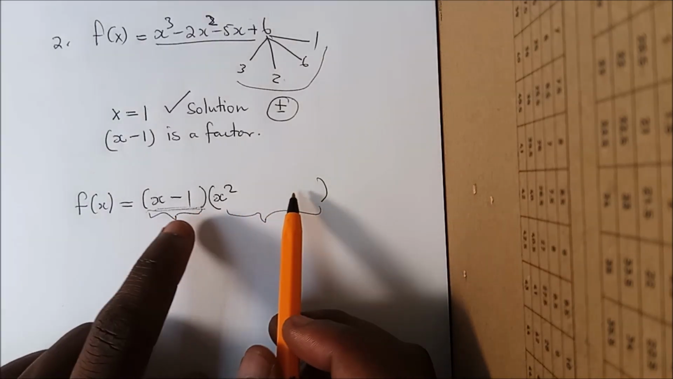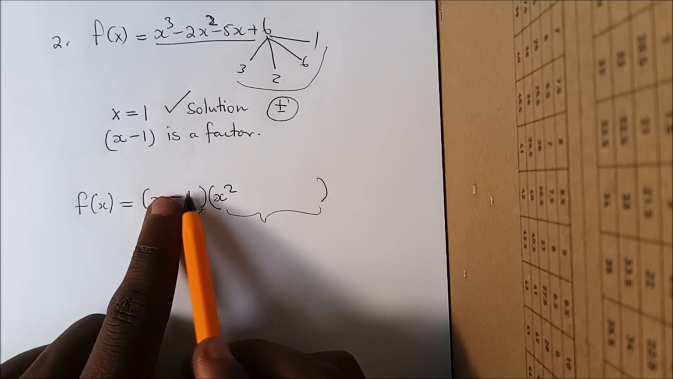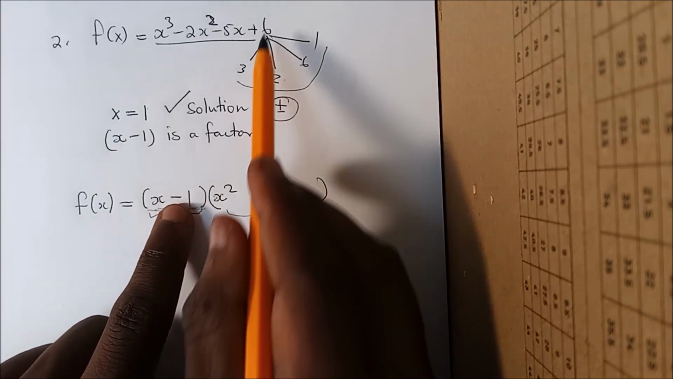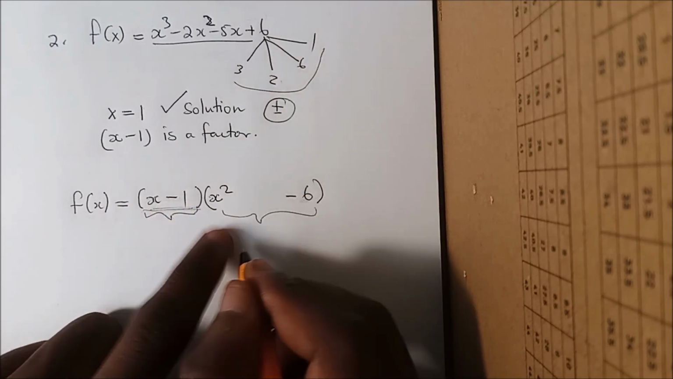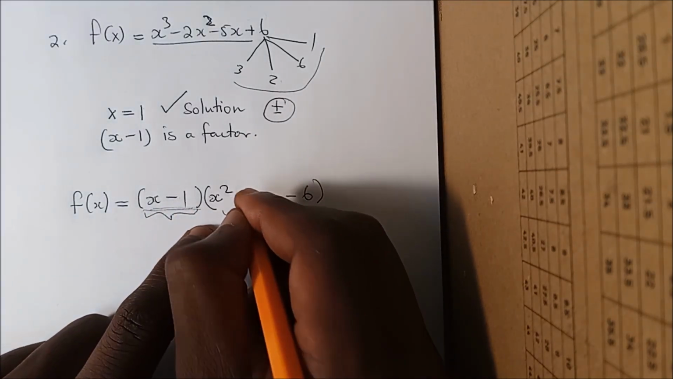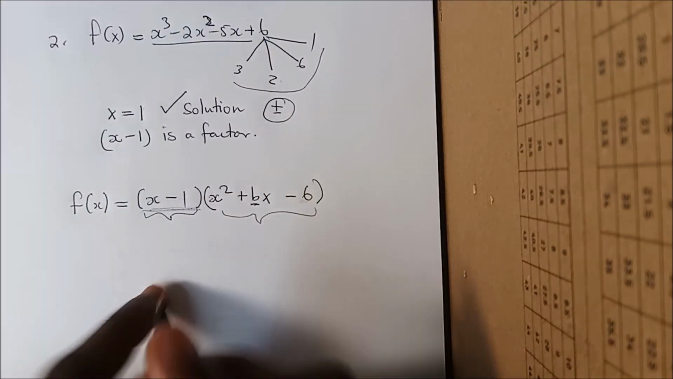And then we go to the last one. So we have 6. So that means negative 1 multiplied by the last number there must give us 6. So what's going to be that last number? It's going to be negative 6. And you know in the middle we have plus bx. So now how will you find that b?